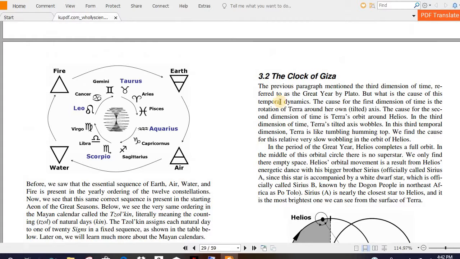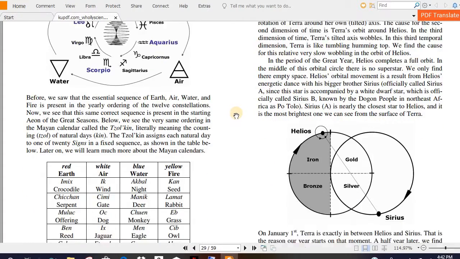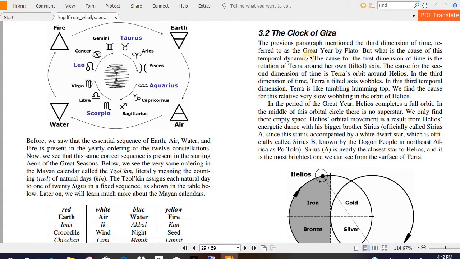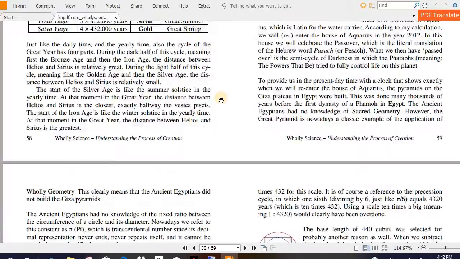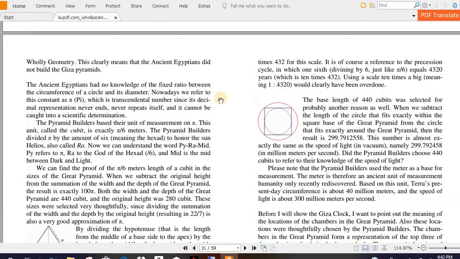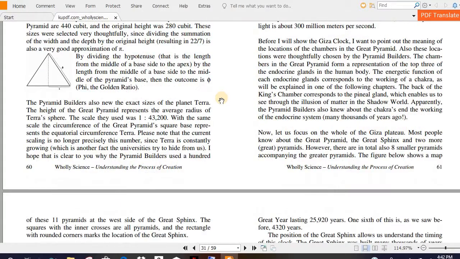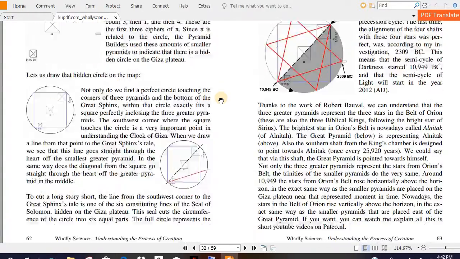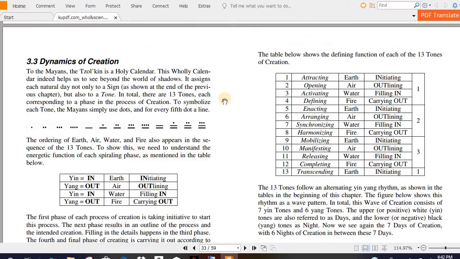So right here, it's going to start talking about the clock of Giza. So I'm going to stop this video right here, and we will pick up. This is a great lesson, the clock of Giza, and this is going to continue through showing how the harmonics of creation come about and how everything is connected, and the numbers and how the plots are laid out on certain areas of the earth.